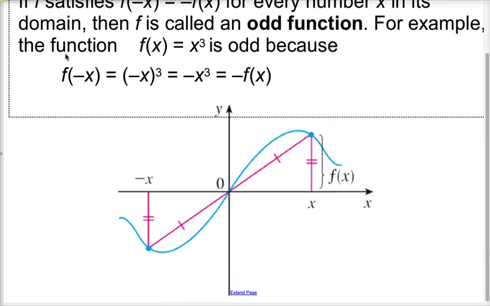Geometrically, this is called symmetry with respect to the origin, or rotational symmetry. Basically what it looks like is that it has been rotated 180 degrees, so if you take your graph and turn it completely upside down, you should get the same graph back.